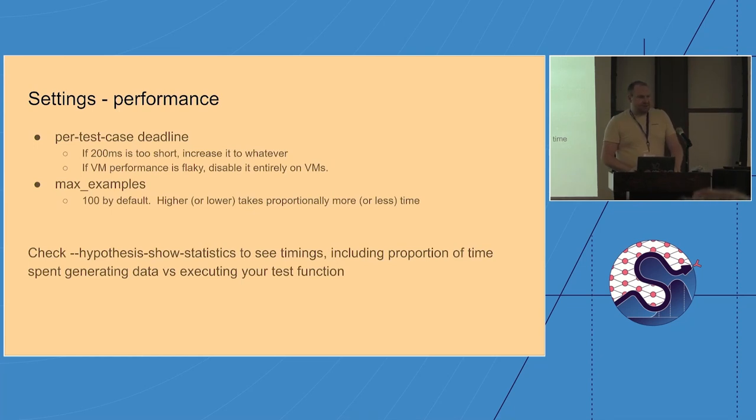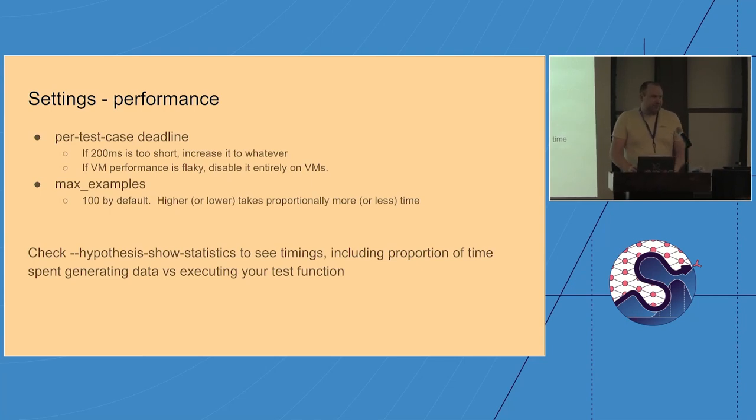The settings that you are most likely to care about, and you can read about all of these in the documentation, there's a deadline, which is how long each individual test case is allowed to take before Hypothesis warns you that this is taking suspiciously long. By default, that's 200 milliseconds, so 1/5 of a second. For some things, particularly if you're using big NumPy arrays, this might be too short, in which case you can just set a longer deadline or even disable it.